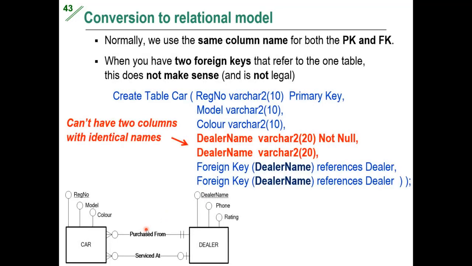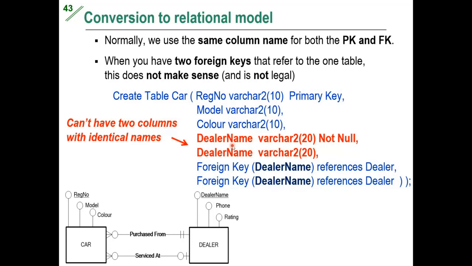Now if I write the create table statement for the vehicle or the car, I have registration number, model, color, and then two columns, two dealer name columns. I have the foreign key, one with the not null constraint. Here is how I put the not null constraint. The other one can have null values in this case. So foreign key dealer name references dealer, foreign key dealer name references dealer, so I have two foreign key references. In this case, you can't actually execute that because we have the same column name.